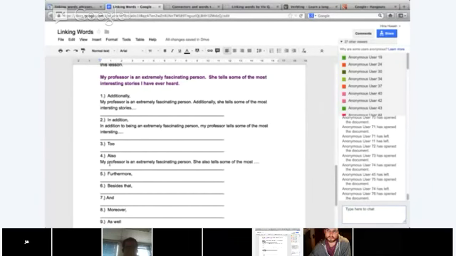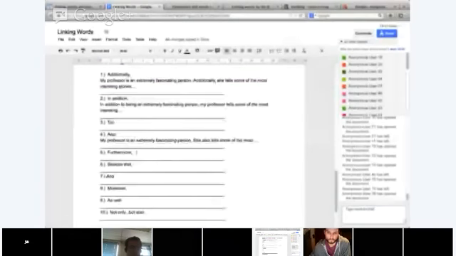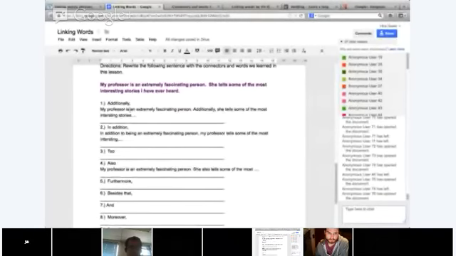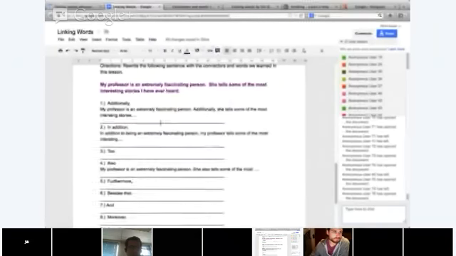Okay? Is everybody understanding what we're doing here and why? It's all about the order of words. You can't just put also and write the sentence exactly the same way. No, you have to change it around. Perfect. Who would like to try the next one, furthermore? Furthermore is the same as the first one. My professor is an extremely fascinating person. Furthermore, she tells some of the most interesting stories.